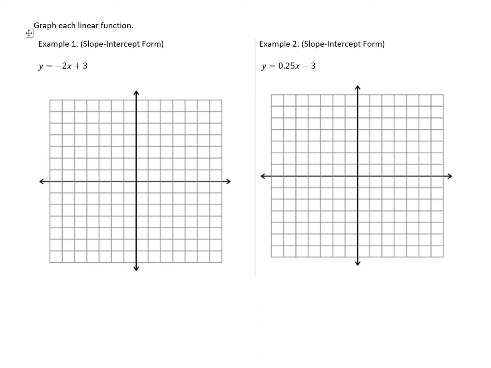For example 1, your y-intercept is a positive 3. So I'm going to go to 3 on the y-axis. And then my slope, I can make this a -2 over 1. So I'm going to go down 2 and over 1. And then I can draw my line.